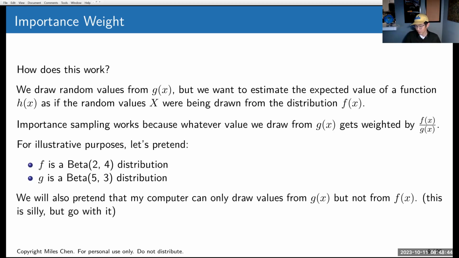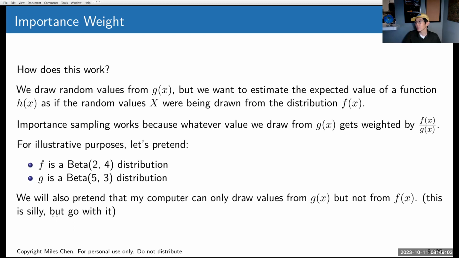Okay, so this is silly, because if my computer can generate from beta 5,3, it can probably also generate from beta 2,4. But this is just to say, can we do this kind of solution?